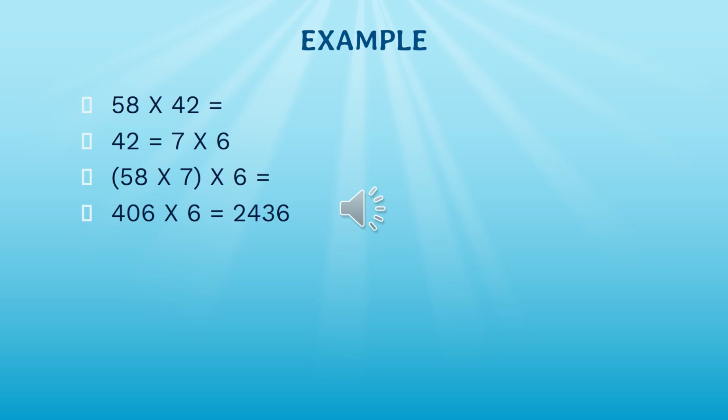Now 406 is also an easy number because of the 0 in the middle. So it's 406 times 6. That also means 400 times 6, that's 2,400, and 6 times 6 is 36. Adding, that gives me 2,436. That's quite fast and easy with this factoring technique.